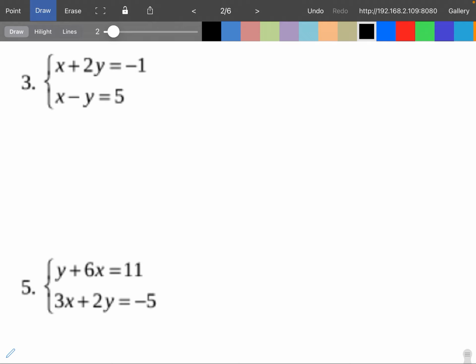All right, let's keep going. So let's go to number 3. Now, is either equation solved for either variable? No. Now, what would be easiest to solve for?